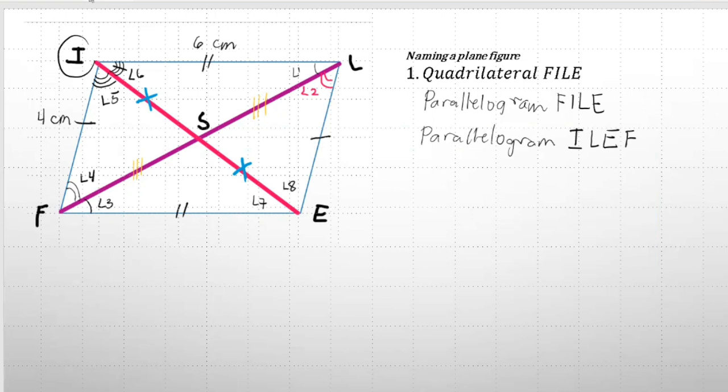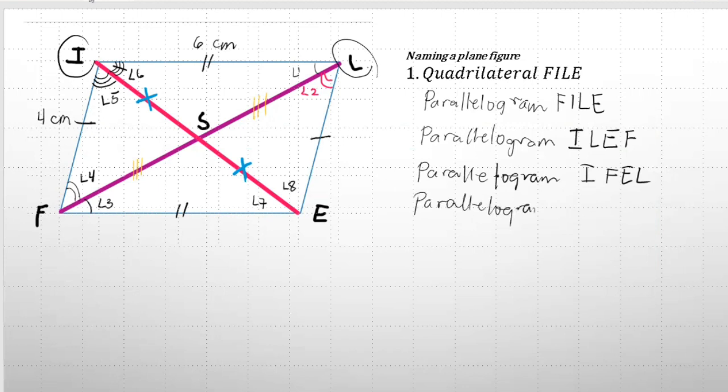Then we can also start with vertex I, then the rotation will be counterclockwise. So we can name it as parallelogram IFEL. So this is parallelogram IFEL. So we can also name another parallelogram. We can start at another vertex, which is L. So we can name it as parallelogram LEFI. So this is parallelogram LEFI.